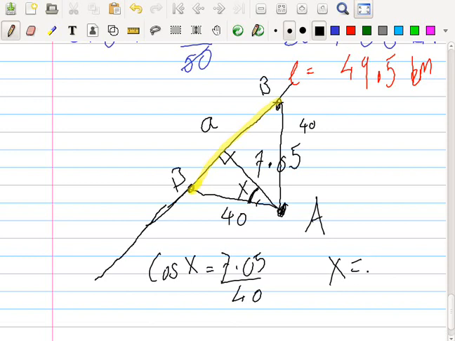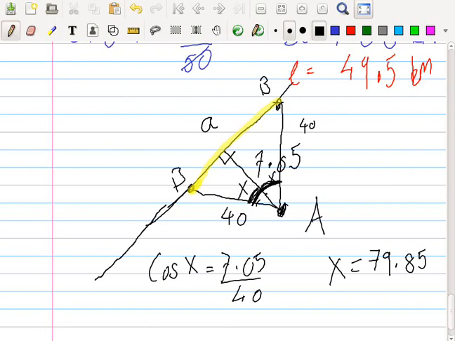What's the x? 79.85. Okay. Now if you look at this triangle, it is exactly the same as this one, because the adjacent is still 7.05 and the hypotenuse is still 40. So that means this angle here is the same. So then what's the total angle here?